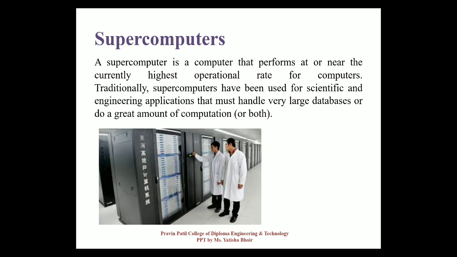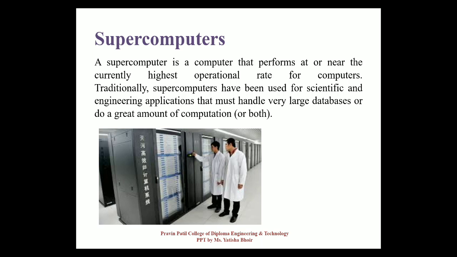Now the next is the supercomputer. You can see in the image what a supercomputer looks like. A supercomputer is generally like a mainframe computer, but a supercomputer performs at the highest operational rate for computers. It has currently the highest operational rate. A supercomputer is used in scientific and engineering applications that must handle very large databases or do a great amount of computation.